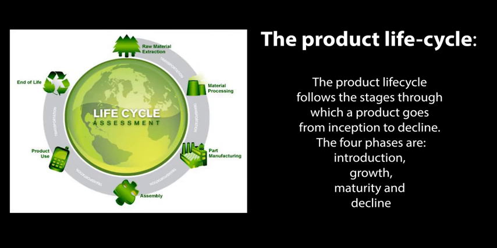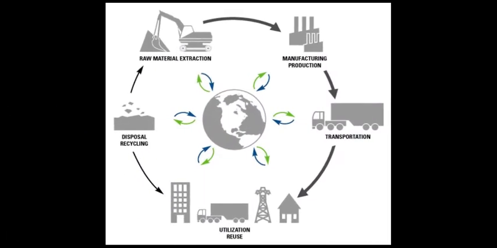The product life cycle follows the stages through which a product goes from inception to decline. The 4 phases are introduction, growth, maturity, and decline. The product life cycle can follow a more cradle-to-cradle approach as opposed to a cradle-to-grave approach, ensuring that once the product has reached its decline, it can be completely recycled, reused, or disposed of.